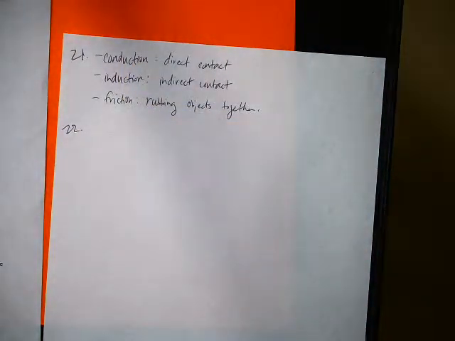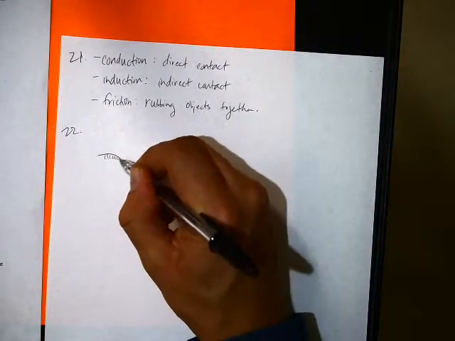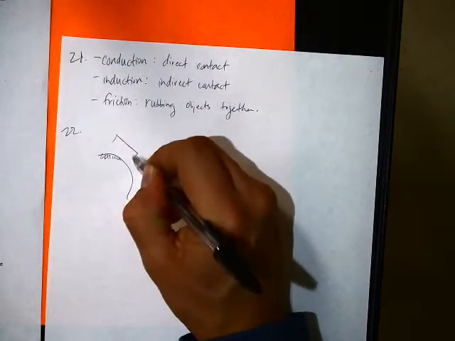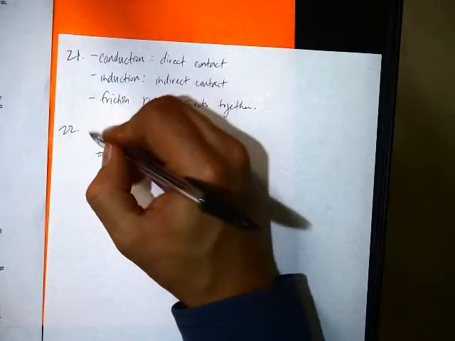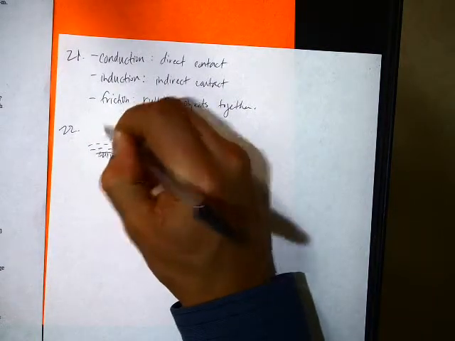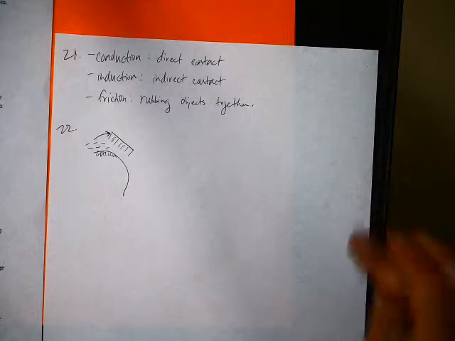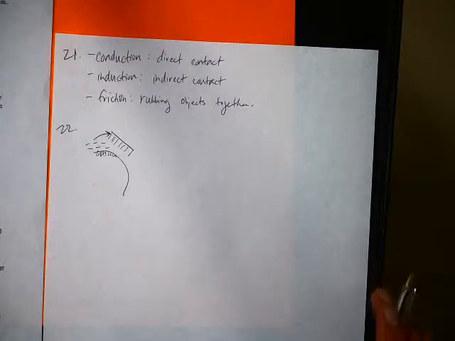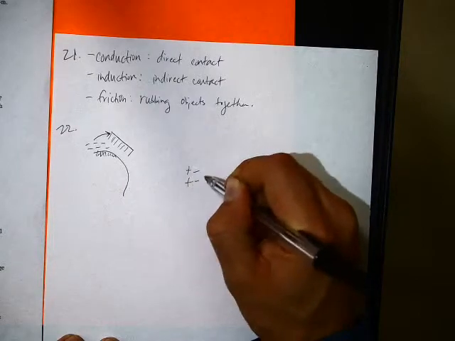Number 22, when you're combing your hair, you scuff electrons from your head. This is your hair. This is your comb. So you scuff electrons from your hair to the comb. So electrons are leaving your hair and going through the comb. So what charge does your hair become? So your hair was neutral.